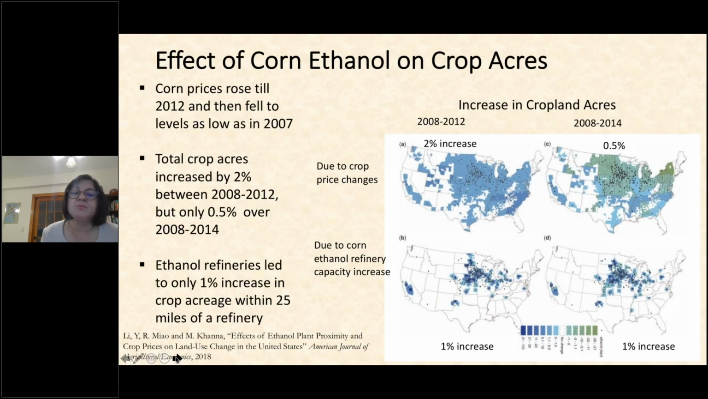And this kind of research then further tries to tease out how much of this effect that we observed was because of corn prices and how much was because of being located close to ethanol refineries.